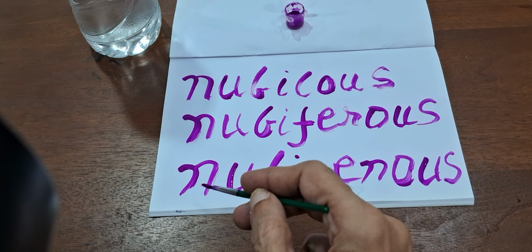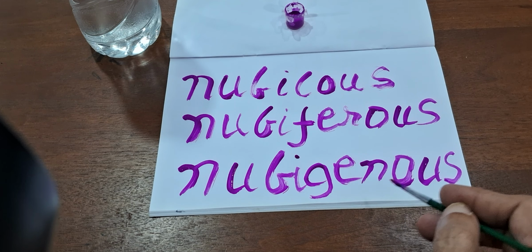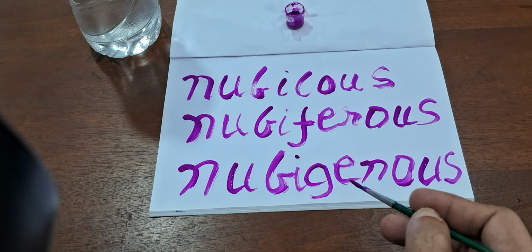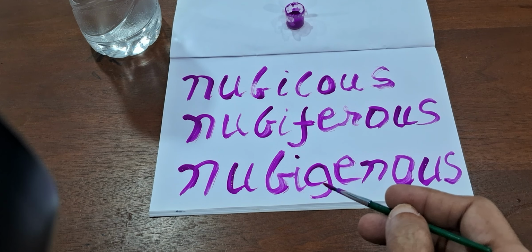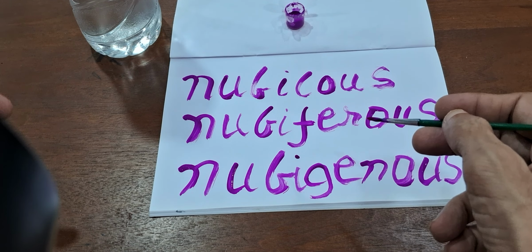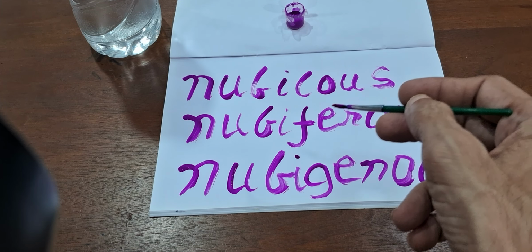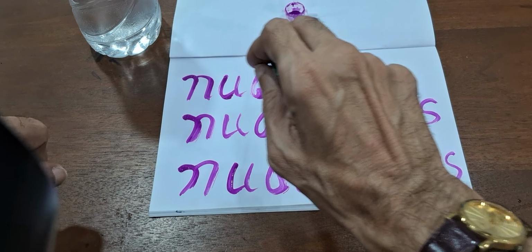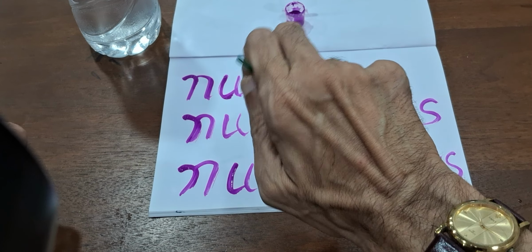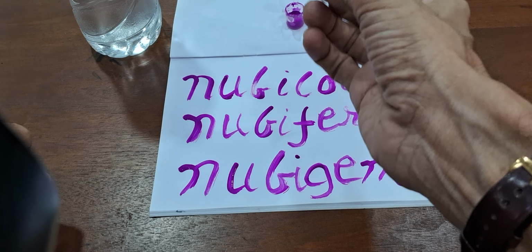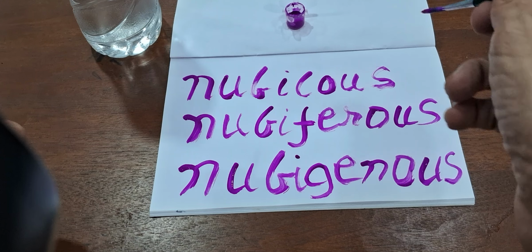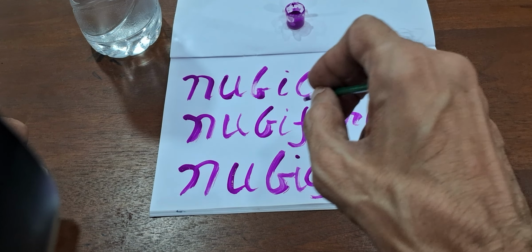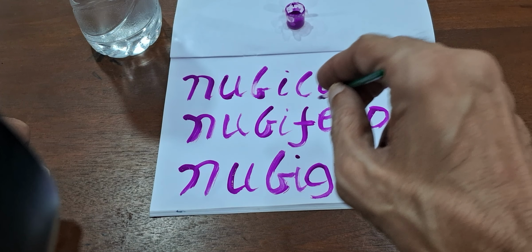Now, coming to this one, nubigenous. Okay, this nubigenous, this gen means generation. So nubigenous means cloud-born, something born in a cloud. Now once again, you're probably mystified. I mean, how is it possible for a cloud to generate anything? I mean, other than water droplets, what could it possibly generate?